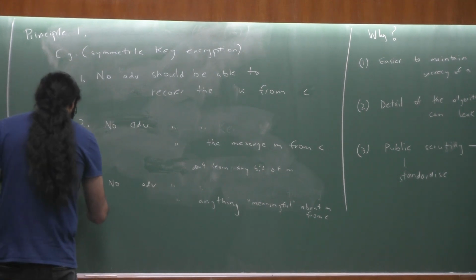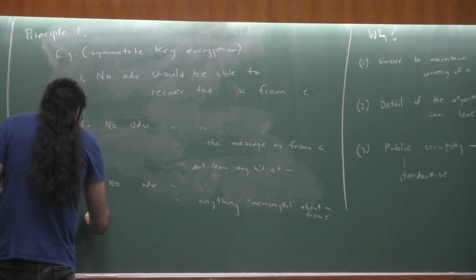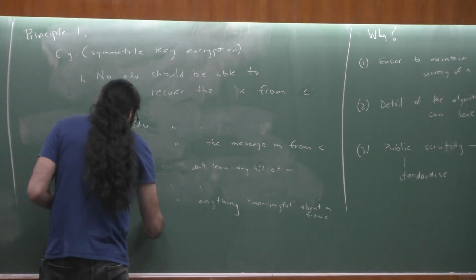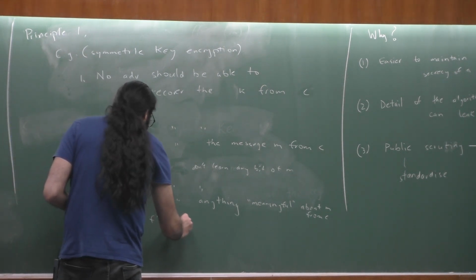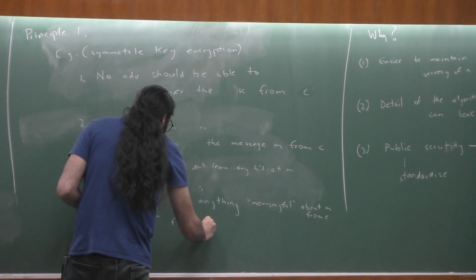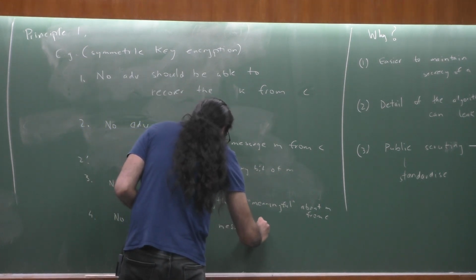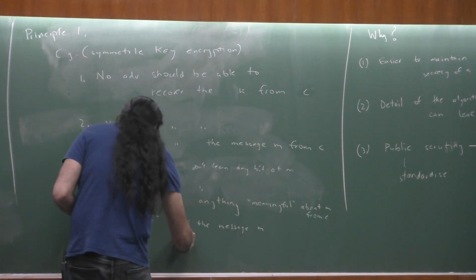So 2 prime 3, and then let's just say 4, which is that no function f of the message M should be computable from C.